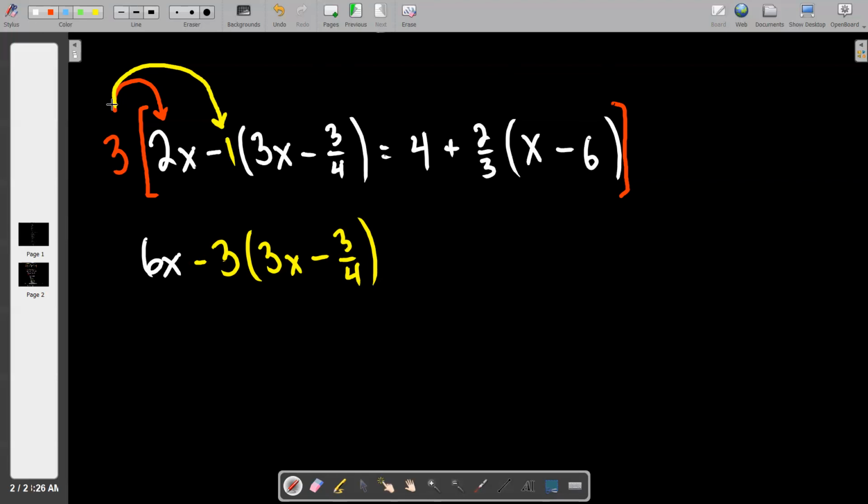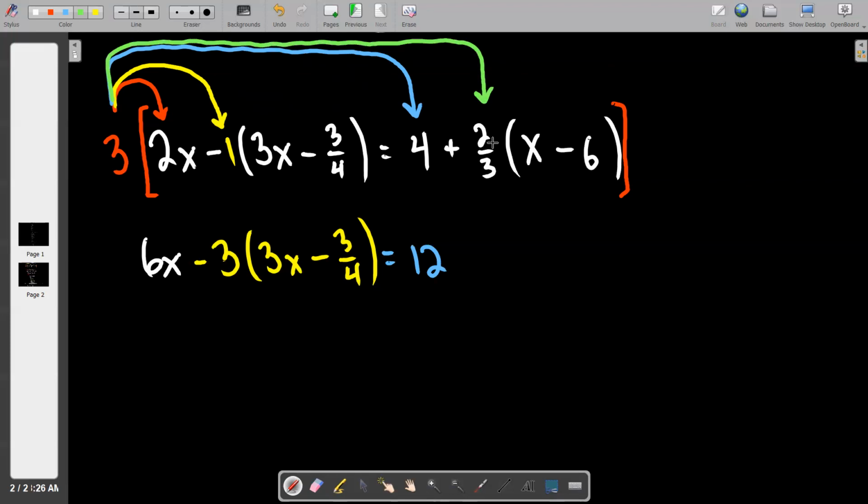Now we have a blue distribution to do. That one's easy. What's 3 times 4? And then we're going to do a green distribution, which is all the way across to here. And of course, the reason we're doing this is because of what we're about to get. What's 3 times 2/3? 2. So we have plus 2 times x minus 6.